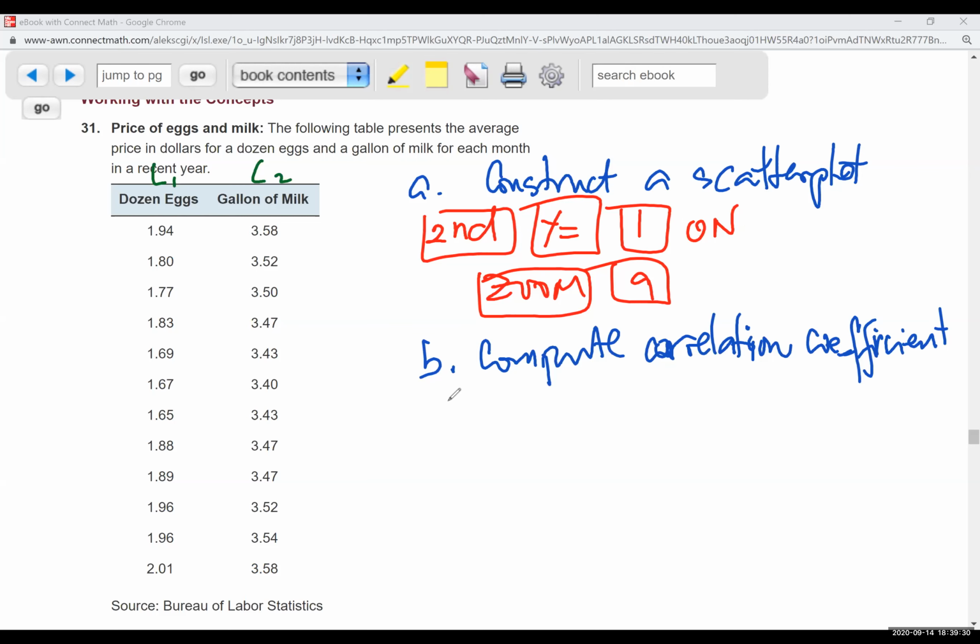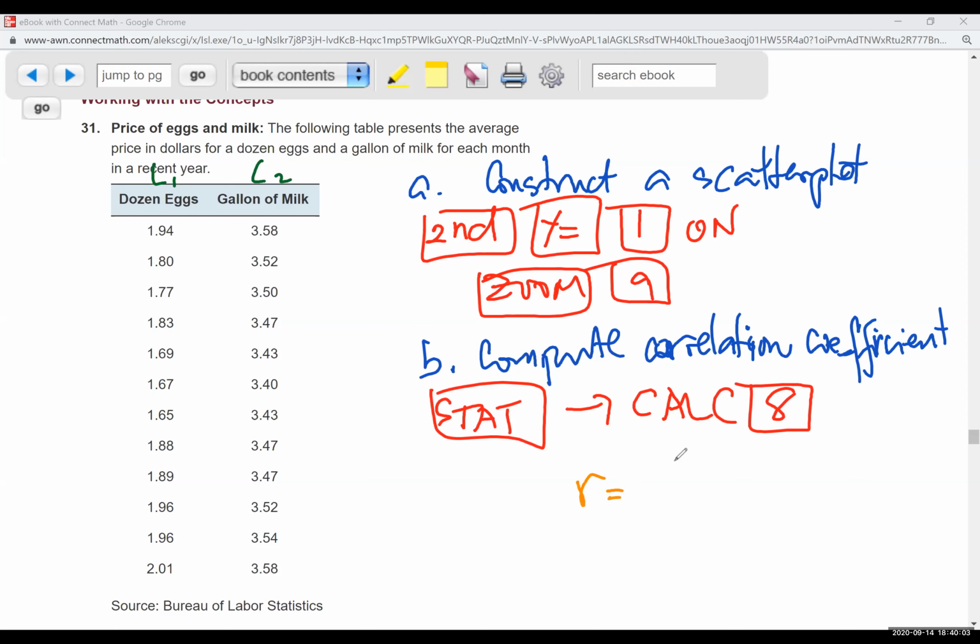Letter B, compute your correlation coefficient. So remember the shortcut, Stat, arrow to the right to highlight Calc, and then 8. Calc, and then 8. And you want to get the value of r.